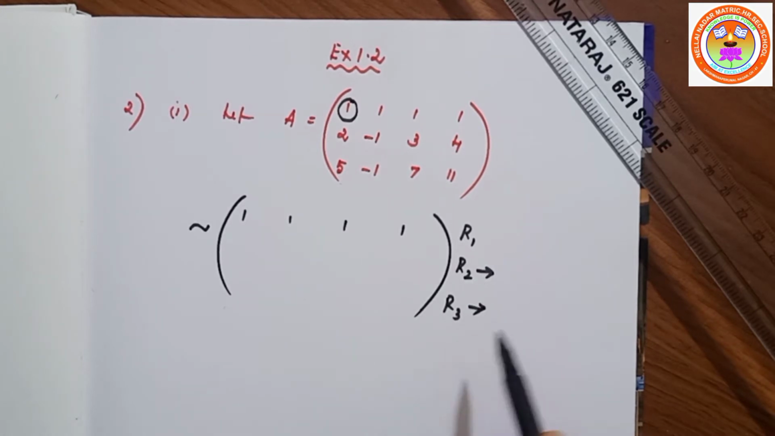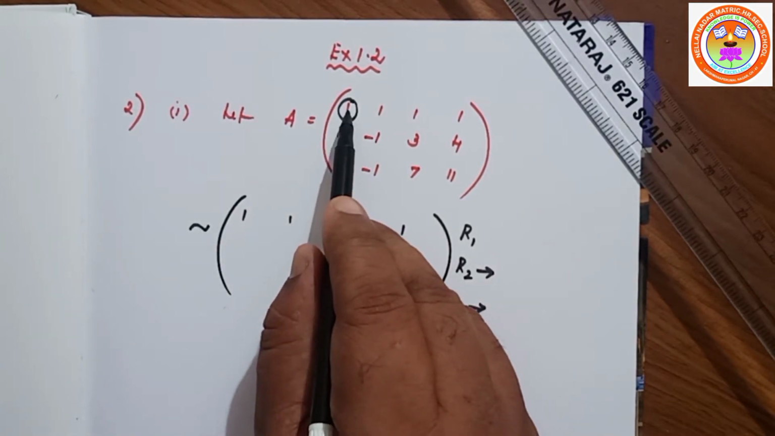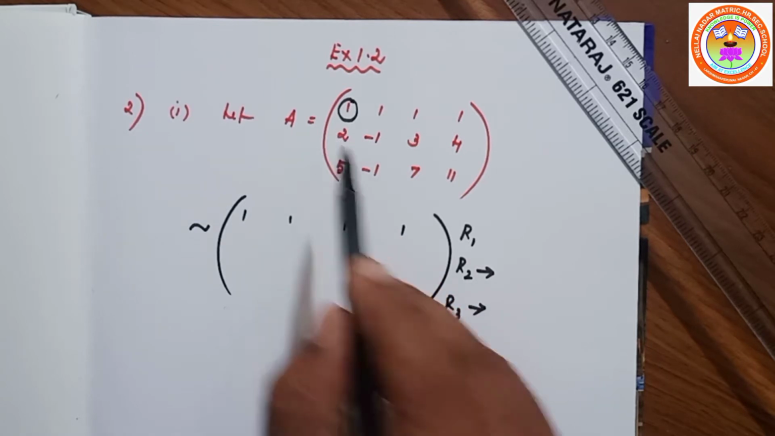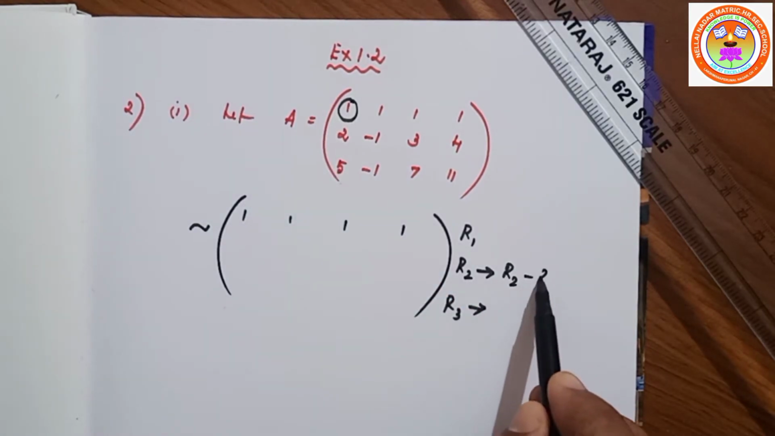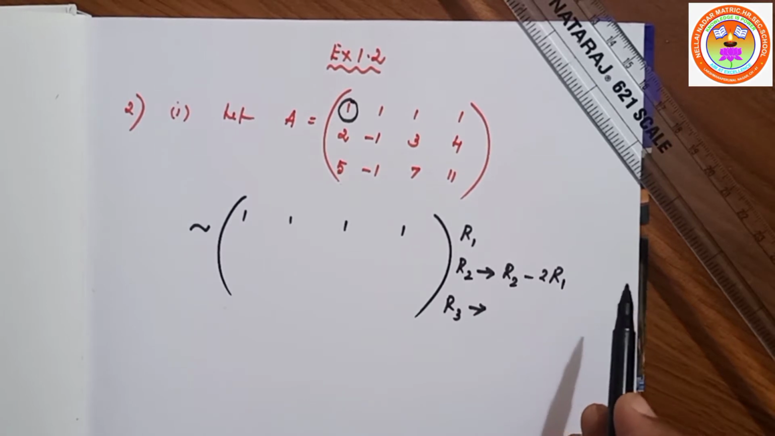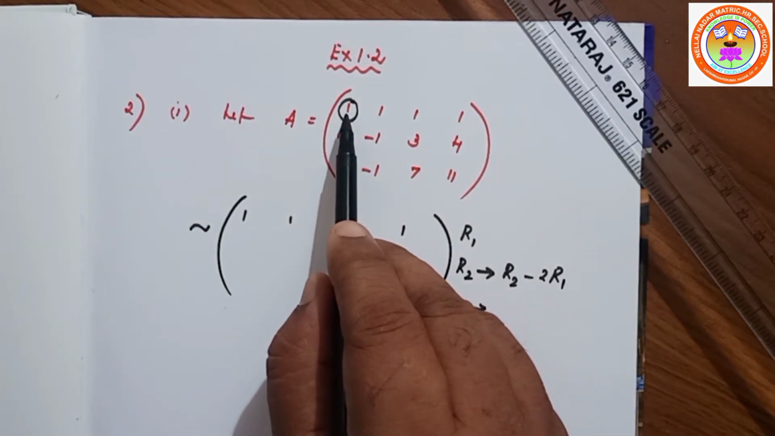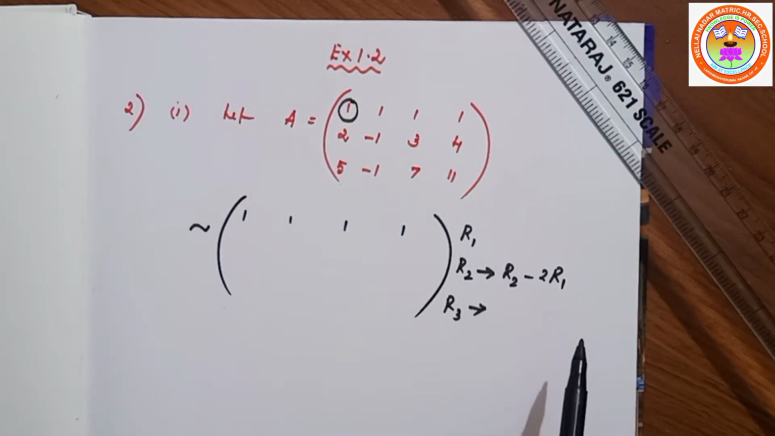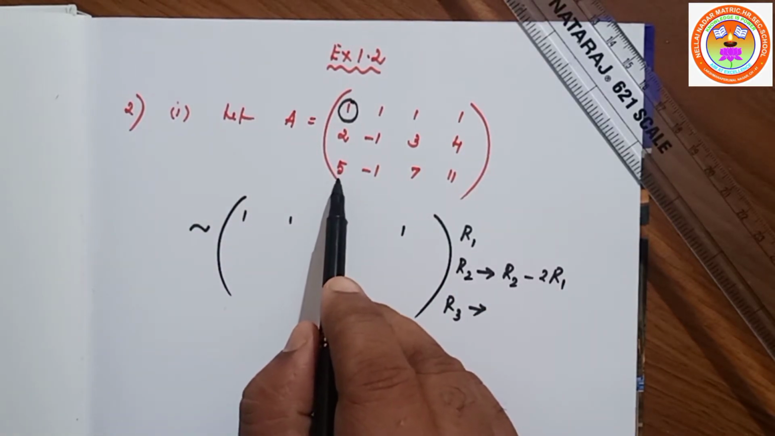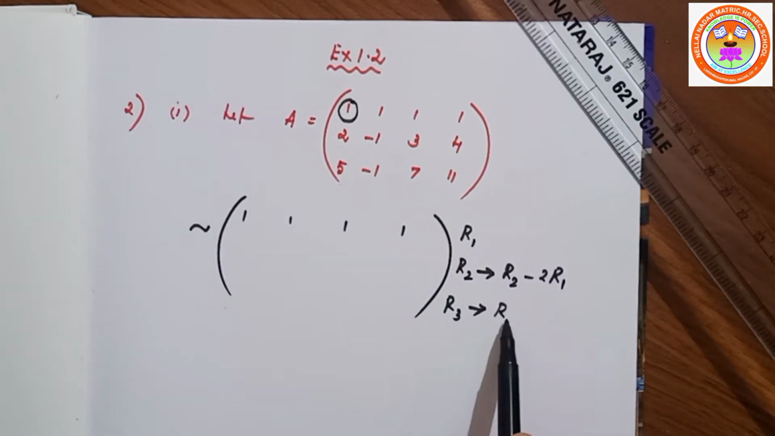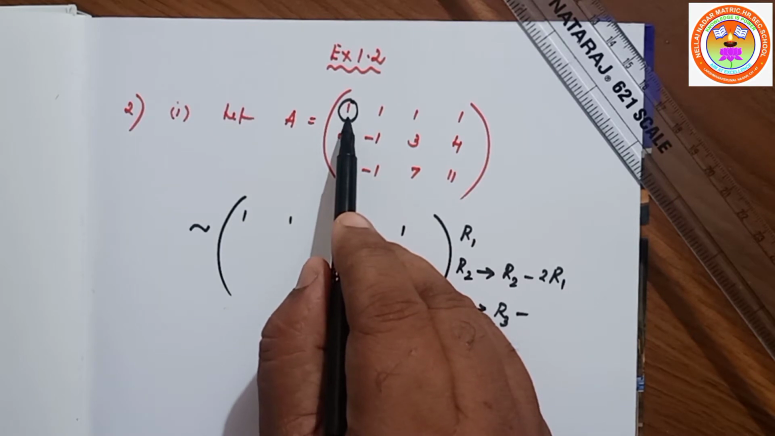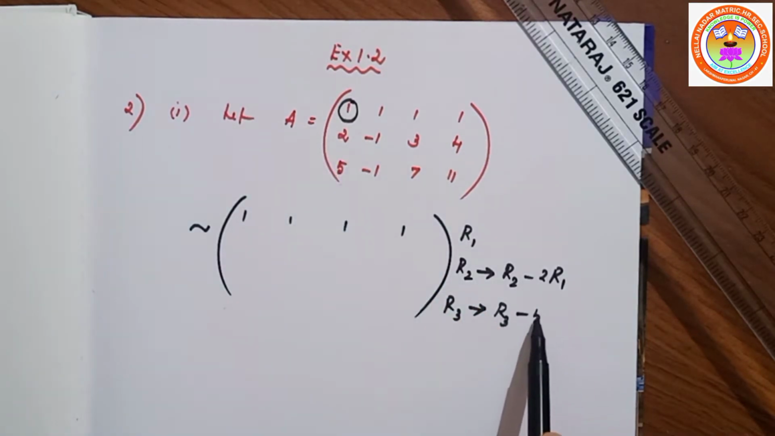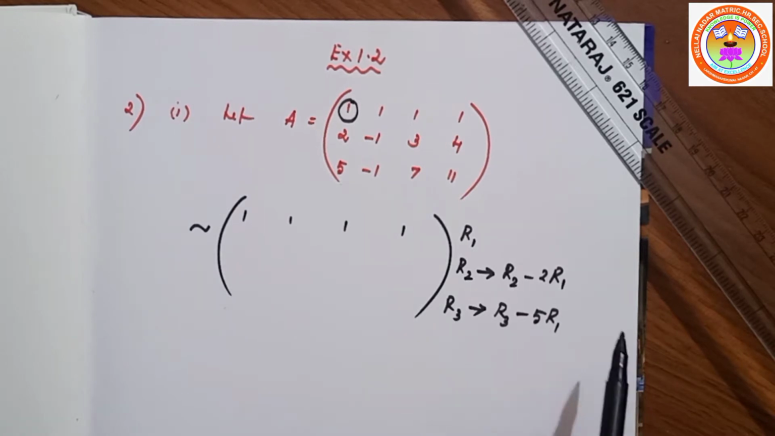Listen carefully. Here we have 2, here we have 1. So I am writing R2 implies R2 minus 2 R1, correct? Because if we multiply this element by minus 2, we will be getting minus 2 only. 1 into minus 2, then 2 minus 2 is equal to 0. Like that we have 5 over here. So R3 implies R3 minus, what should be multiplied with this element? 5. So R3 minus 5 R1.